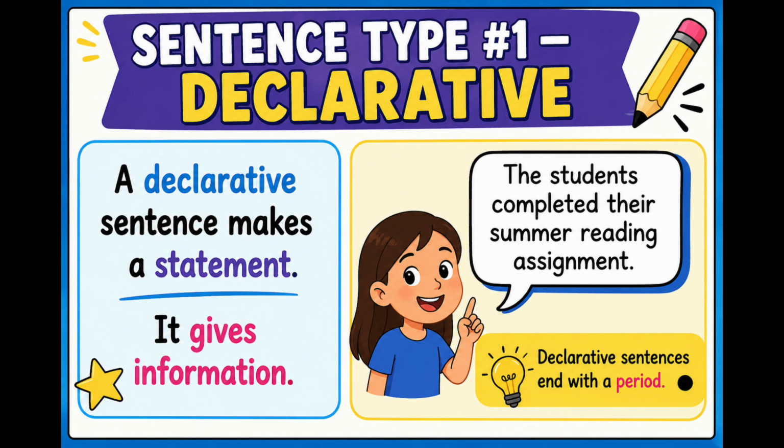Sentence type 1 is declarative. A declarative sentence just makes a simple statement. I am happy. The sun is shining. It just gives information. A declarative sentence ends with a period. It is the most common of the sentences that you are going to use.